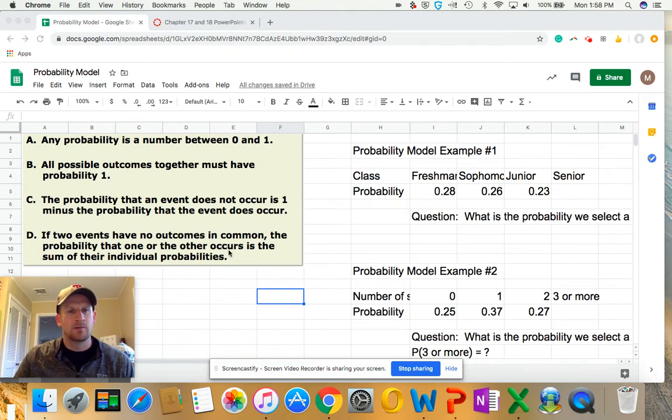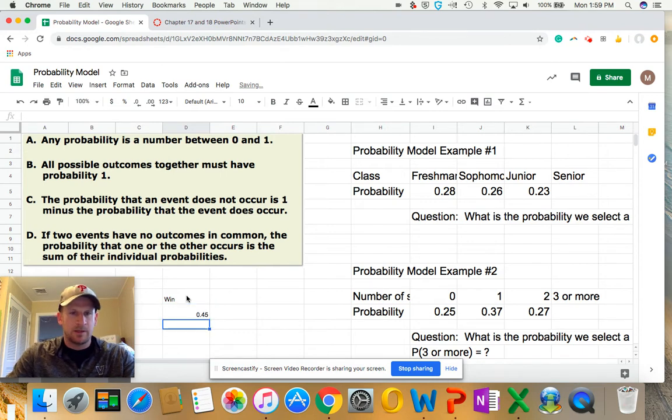And then the last rule, if two events have no outcomes in common, the probability that one or the other occurs is the sum of their individual probabilities. Okay, so now let's take a look at an example where we might have a tie. Let's say the probability that I win is still 45%, but now the probability that I tie is 5% or 0.05.